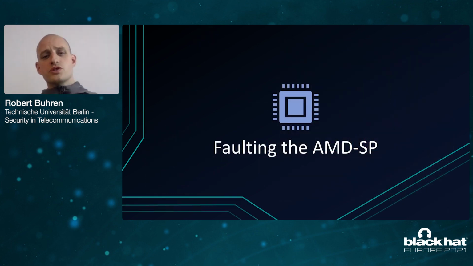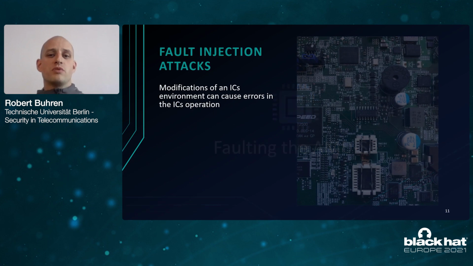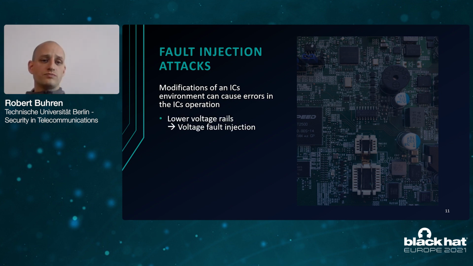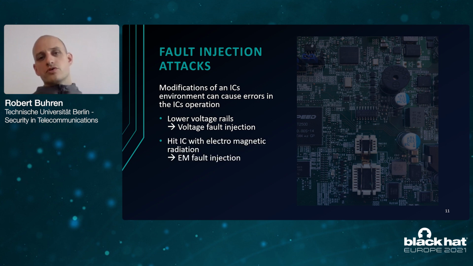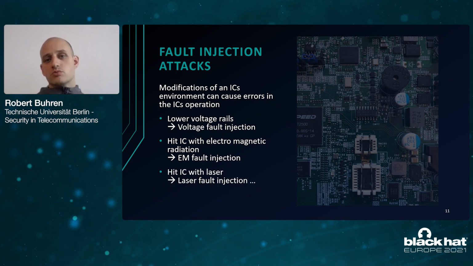So now we start with faulting the AMD Secure Processor. How can we actually attack the Secure Processor by injecting a fault? In general, fault injection attacks mean that you modify the environment of an integrated circuit so that it will not crash, it will continue to execute, but you changed the behavior of that IC. For example, you could lower the voltage for a short period, which is referred to as voltage fault injection. You could hit the IC with an electromagnetic pulse, which is referred to as EM fault injection. Or you could hit it with a laser, which is referred to as laser fault injection.